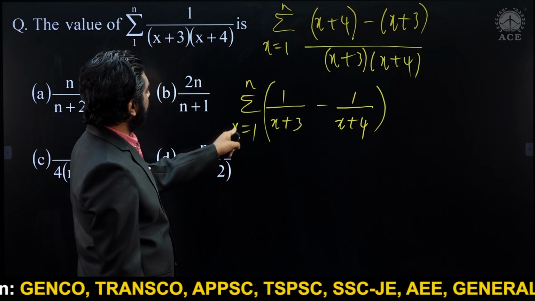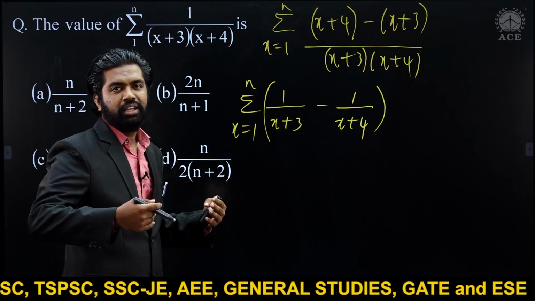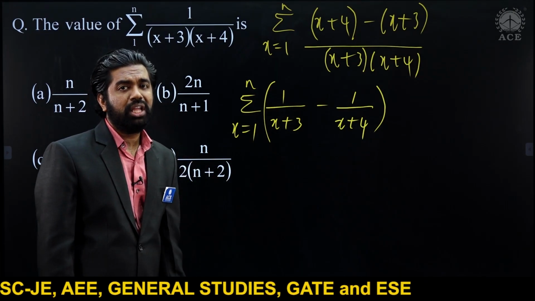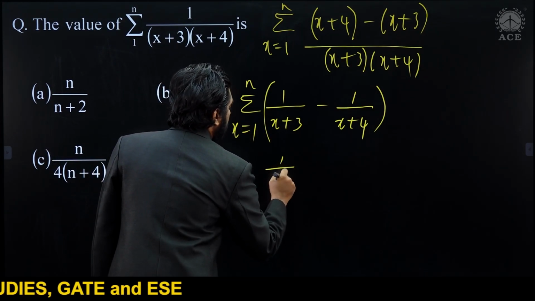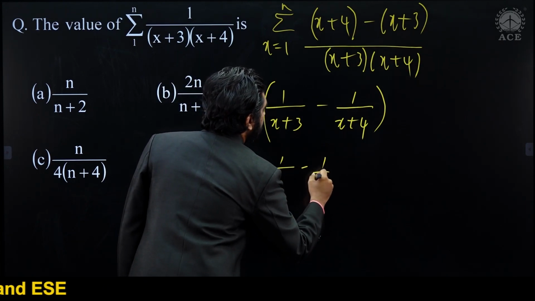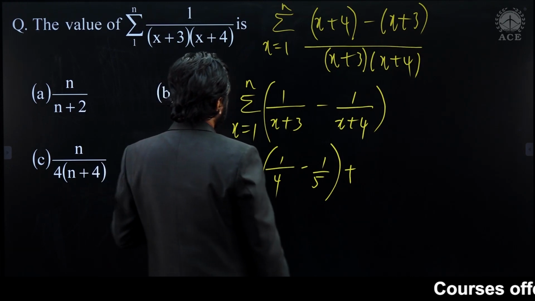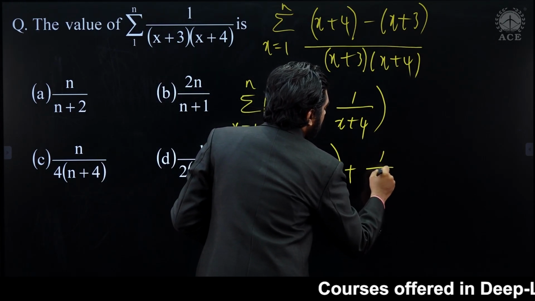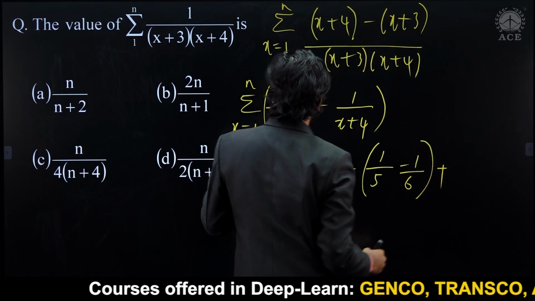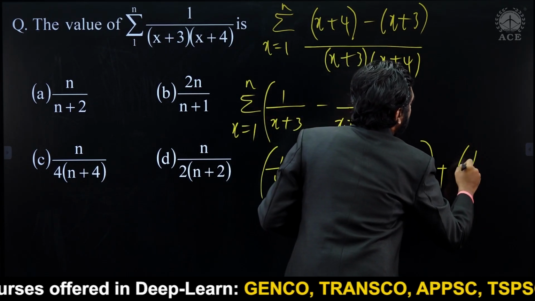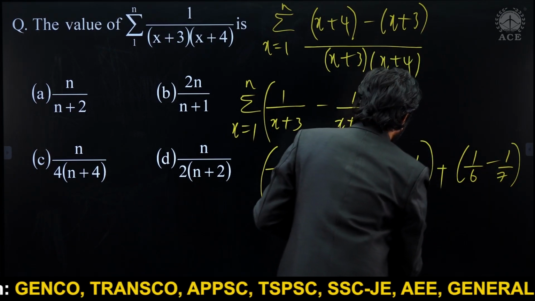Let's substitute x equal to 1, x equal to 2, and so on, x equal to n. You get a series. Just by looking at the series, you can comment about the answer. When I substitute x equal to 1, I get 1 by 4 minus 1 by 5, plus, because summation is there, substitute x equal to 2: 1 by 5 minus 1 by 6, plus, substitute x equal to 3: 1 by 6 minus 1 by 7, and so on.